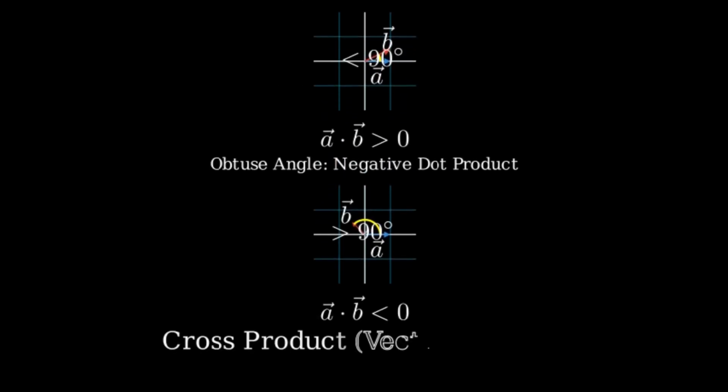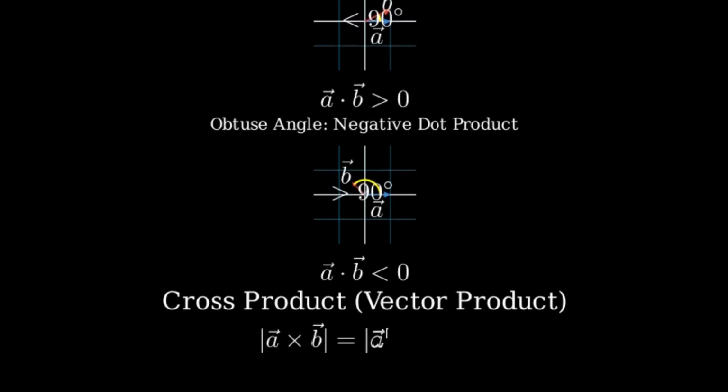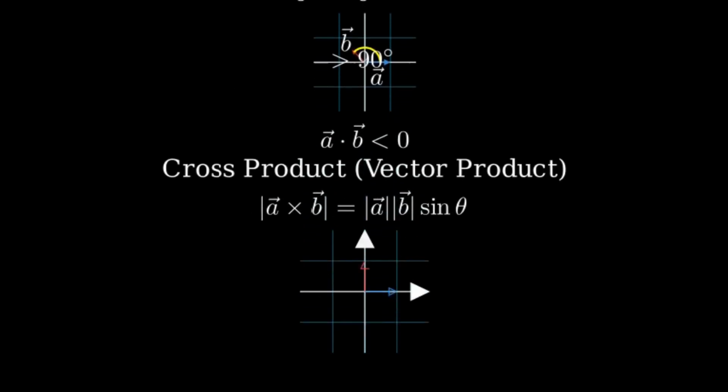The cross product, or vector product, takes two vectors and produces a third vector that is perpendicular to both input vectors. For vectors a and b, the magnitude of the cross product equals the product of their magnitudes times the sine of the angle between them.